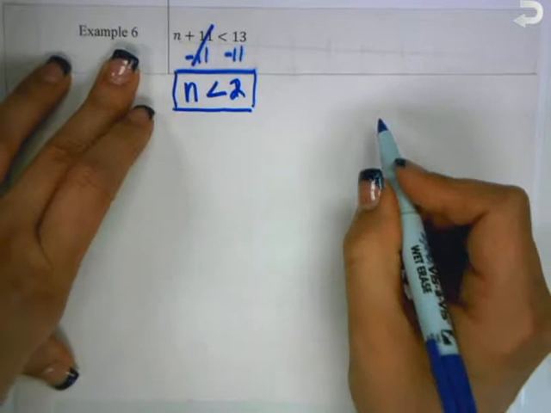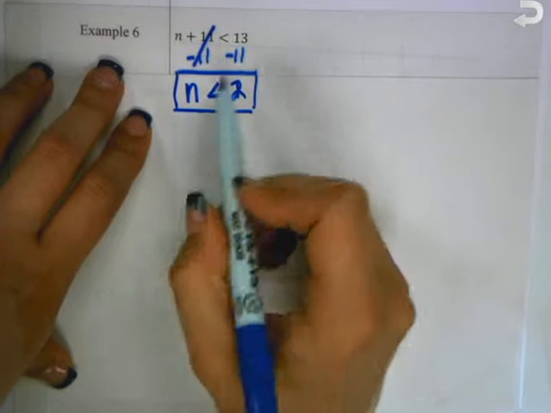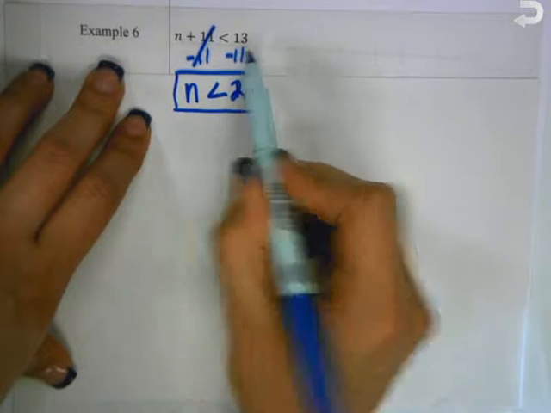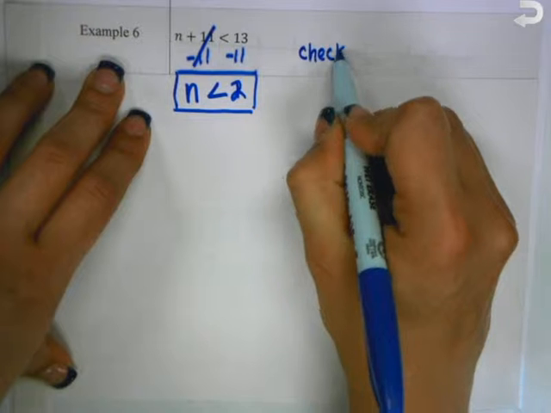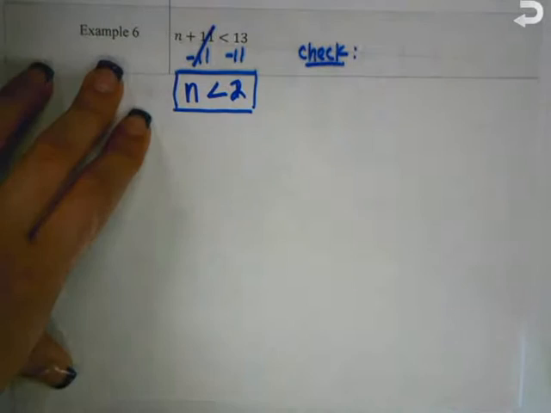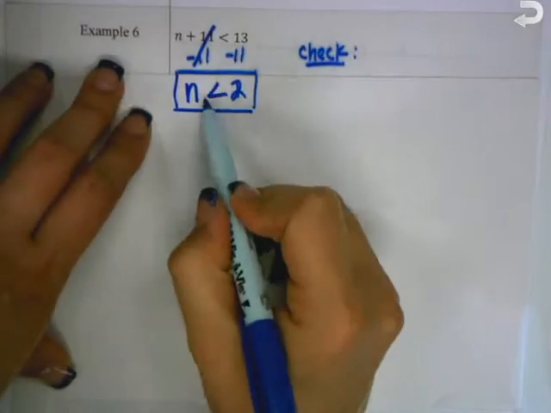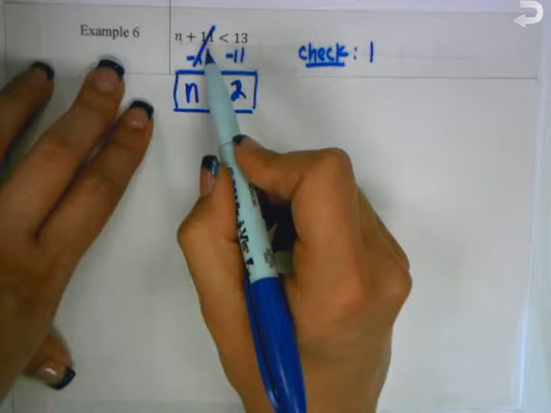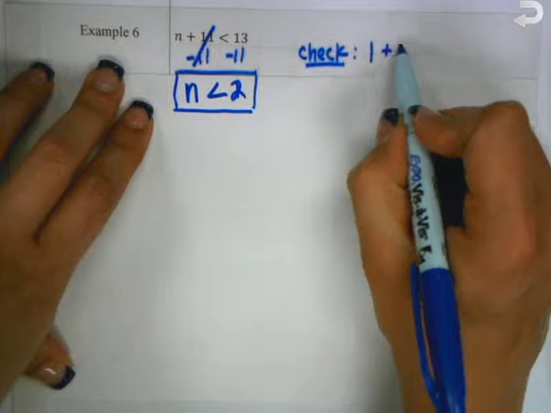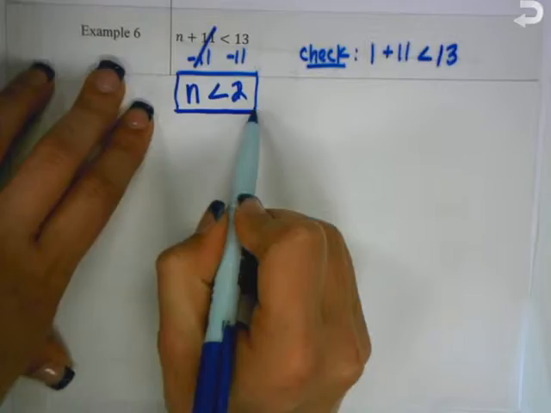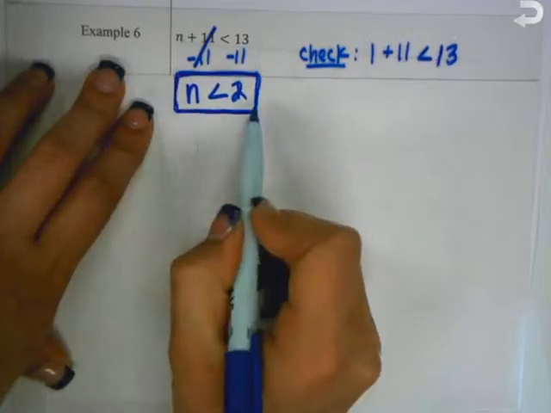Now what is that telling me? That's telling me that I can pick any n, and as long as it's less than 2, it will make the original statement true. So how do we check it? We pick a number that's less than 2. And I always like to pick either 1 less than or 1 greater than, depending on the symbol, so that we're as close to 2 as we possibly can. So since this is n less than 2, I'm going to pick 1. So instead of n, I'm going to plug in 1 plus 11 less than 13, because the answer has to be any n that's less than 2, right? 1 is the next closest number that's less than 2.